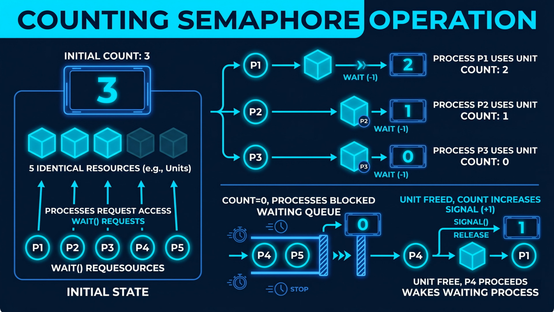Now let us move to the second type, the counting semaphore. Unlike a binary semaphore, a counting semaphore can hold values greater than 1. This means it can manage multiple identical resources at the same time. Instead of just available or unavailable, it keeps count of how many units are free. If the value is 3, then 3 processes can proceed before others must wait. Each successful wait reduces the count by 1. Each signal increases it again when a resource is released.